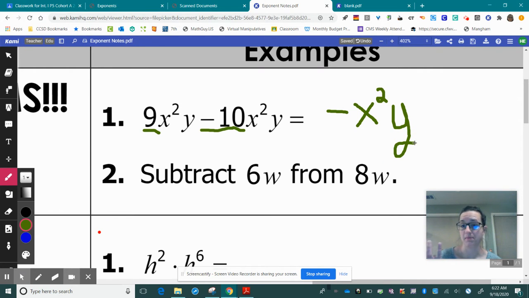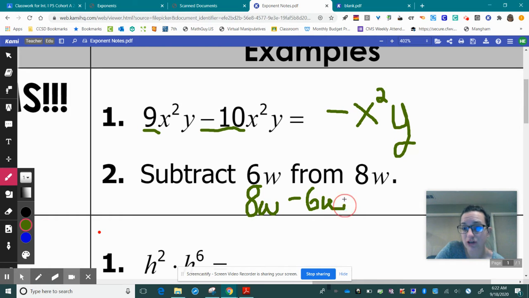There we go. We combined our like terms. Now be careful with this next one. It says subtract 6w from 8w. Remember, subtract from, less than, fewer than. So if we're subtracting 6w from 8w, 8w is first, and we are subtracting 6w from that 8w.